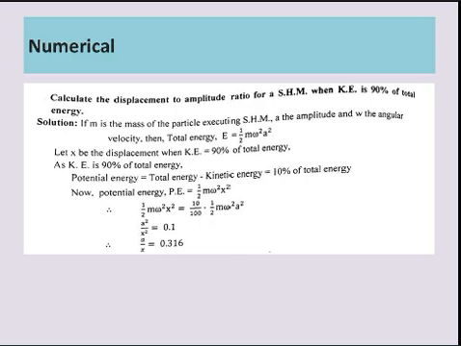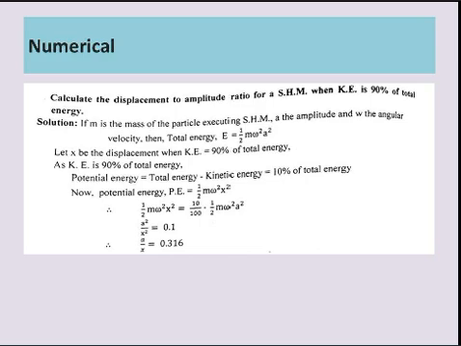If m is the mass of the particle executing simple harmonic motion, a is the amplitude and omega is the angular velocity, then the total energy is given by E is equal to half m omega square a square. If x is the displacement, then when kinetic energy is 90% of total energy, potential energy will be equal to total energy minus kinetic energy, that is 10% of the total energy. So potential energy is given by half m omega square x square.